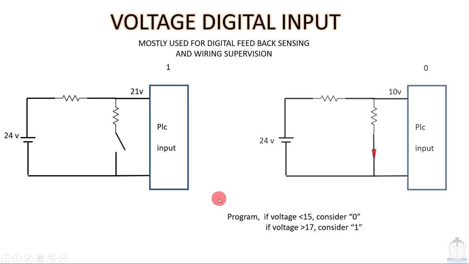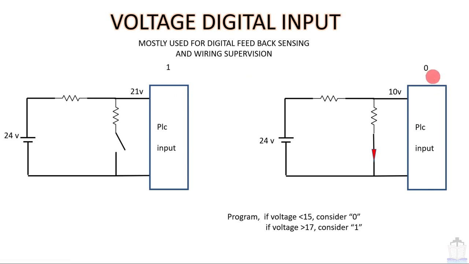Okay. So here if I switch this on, then most of the current passes through here and there is a large potential drop at this point. Hence the voltage drops from 21 to 10. Now my PLC will sense it as a 0. This is the same way that we saw in the optocoupler circuit. So I have just tried to make you understand what the voltage digital input is: any voltage will be programmed like this, and the PLC will sense changes in the voltage in terms of 1 and 0.